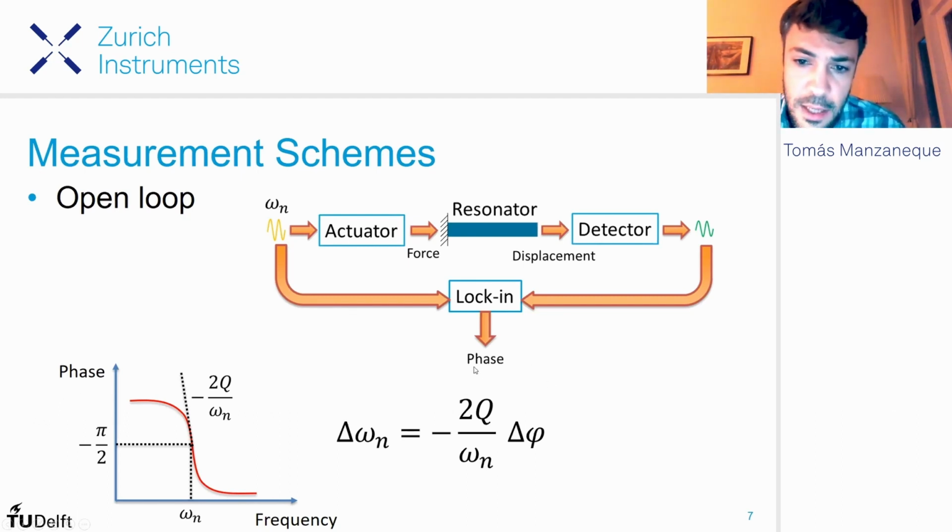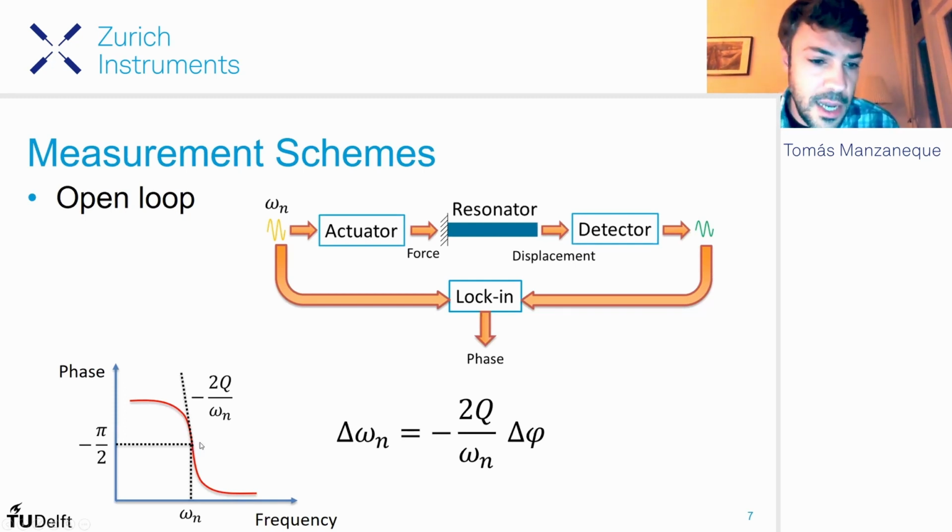So if we do that, we know the phase curve of a resonator versus frequency, and we know that this slope is known, right? So if we see changes in the phase, we can relate these changes in the phase with changes in the resonance frequency, because we know this slope. But of course, this is only true for very small frequency variations.